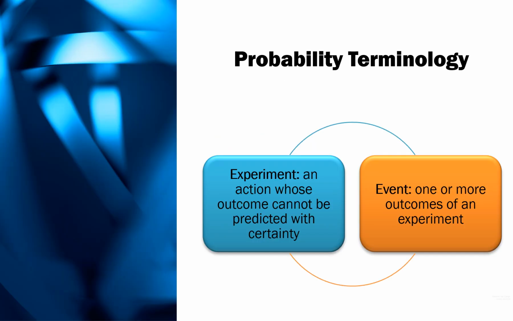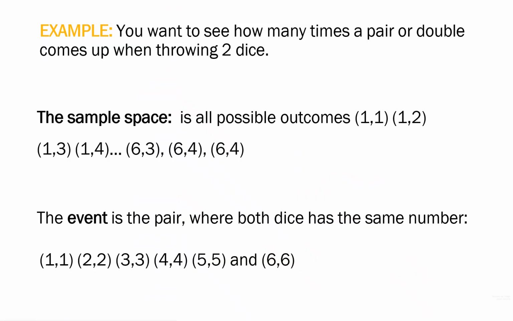Before we continue, I just want to throw out some terminology to help with this section. We use the terms experiment and event, and you can use them in their basic intuitive sense. An experiment is an action whose outcome cannot be predicted with any sort of certainty. An event is one or more outcomes of an experiment. So by an event, we mean some specified result that may or may not occur when an experiment is performed.